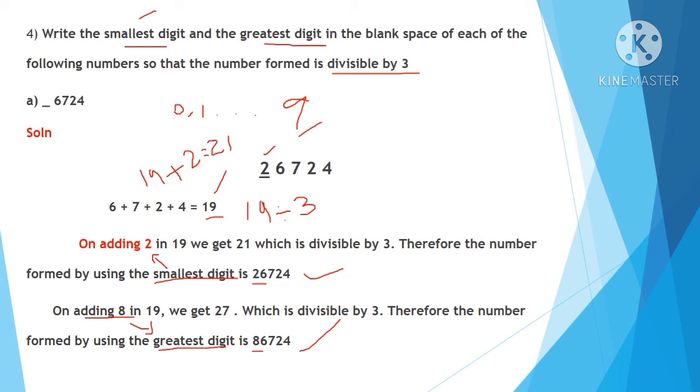So you got the number 26,724. Then next one, on adding 8 in 19, we get 27, which is divisible by 3. That means 27 is divisible by 3. Therefore, the number formed by using the greatest digit is 8. So, in the place of dash, we have to write 8. So, we got the number 86,724. Understood, children?